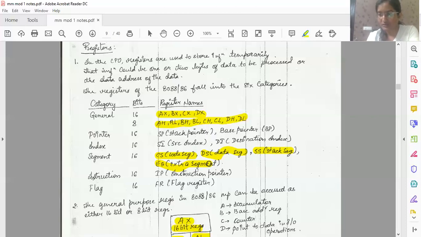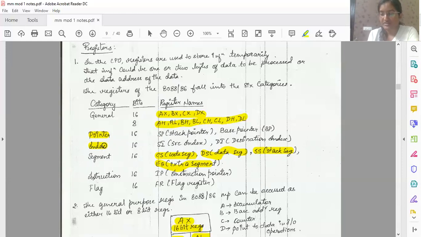There are a few other functions of these segment registers, and we will study that when we come across those particular instructions. Then next we have pointers and index registers. In case of pointers, we have three pointer registers: instruction pointer, base pointer, and stack pointer.